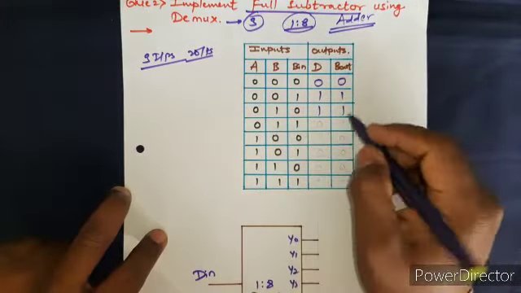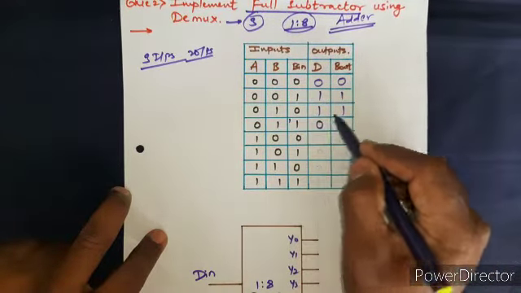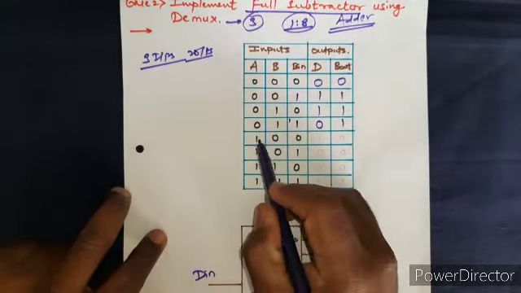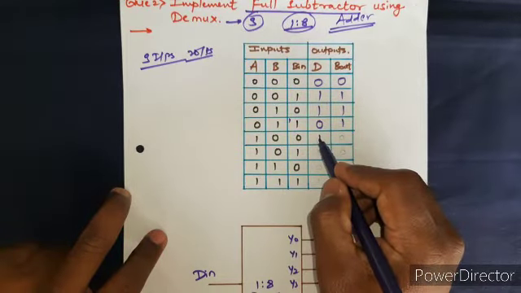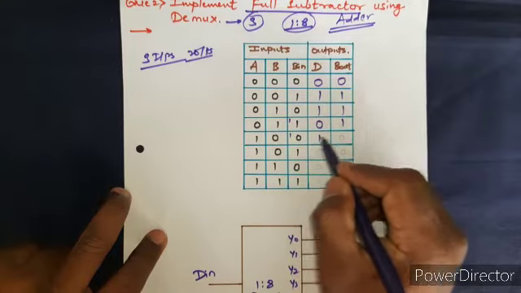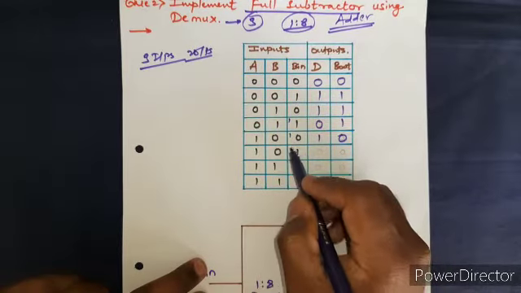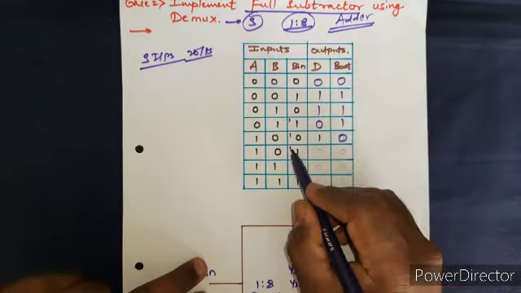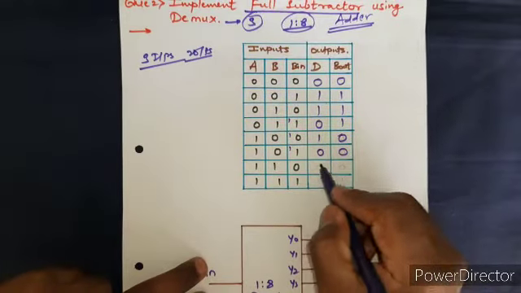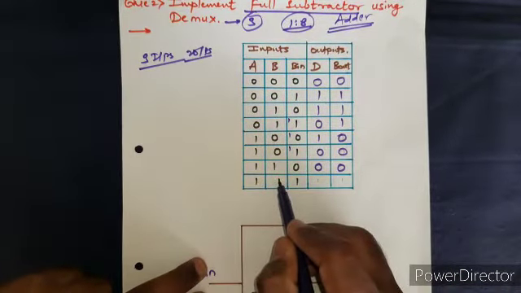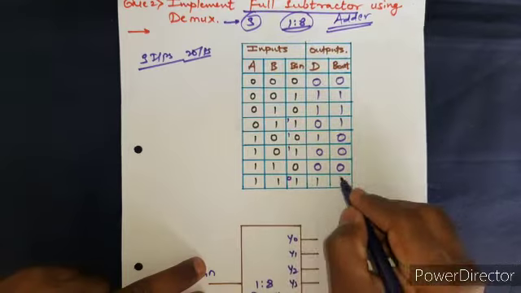0 minus 1, difference is 1, borrow is 1, 1 minus 1, difference is 0. 1 minus 0, difference is 1, borrow is 0, and 1 minus 1, again difference is 0, borrow is 0. Now here 1 minus 1, it is 0, difference is 0, 0 minus 1, difference is 1, borrow is 1.